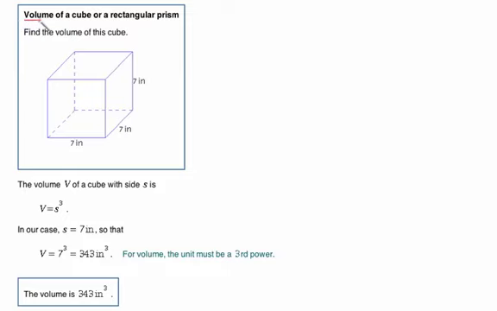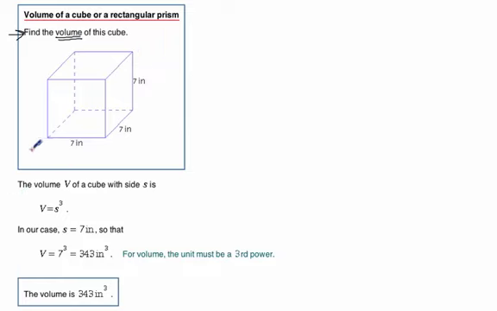Okay, here we're going to look at volume of a cube or a rectangular prism. Those are very close, but you'll see an example of each type here. So here we have a cube, and it just says to find the volume. Now, volume deals with a three-dimensional amount.